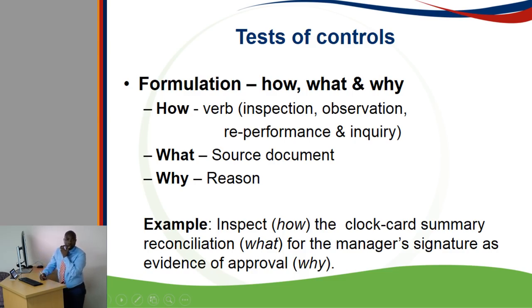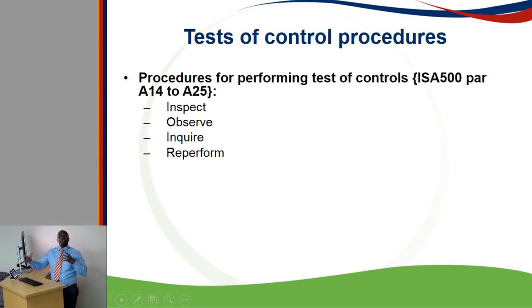So hence, the control itself is not just the reconciliation, it's also the manager signing as proof of reviewing, or the manager reviewing these reconciliations. Okay. So hence you need to address both these controls that are in place. So the reconciliation itself and the signature of the manager as proof of review of this reconciliation.